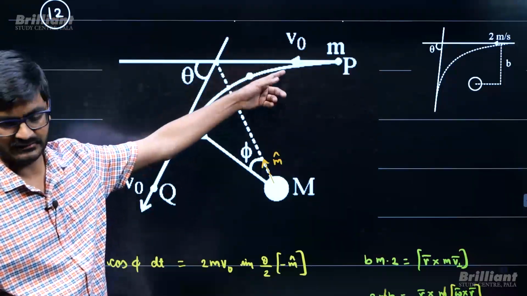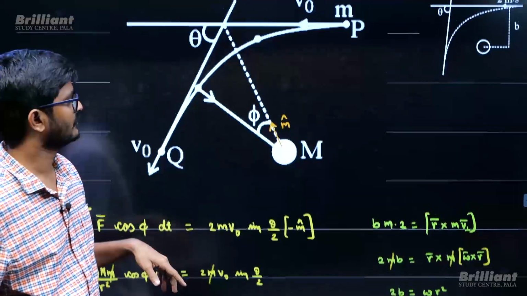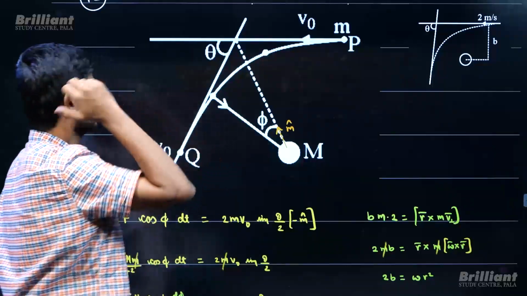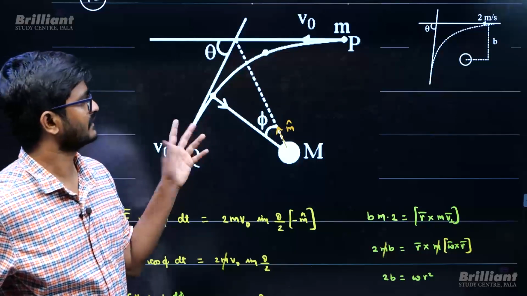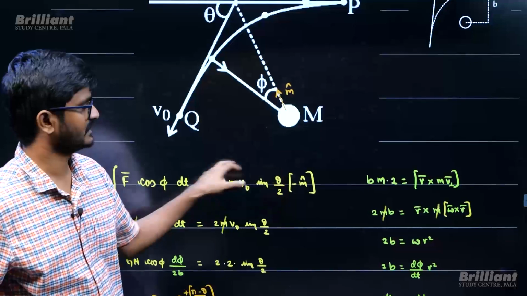So if the initial velocity is v0, final velocity also will be v0. Now what is the change in momentum? I can calculate it. This momentum is mv0, this momentum is mv0, and the angle between them is theta. So change in momentum is a vector quantity, right? So you can do the change in momentum, which will turn out to be this much.